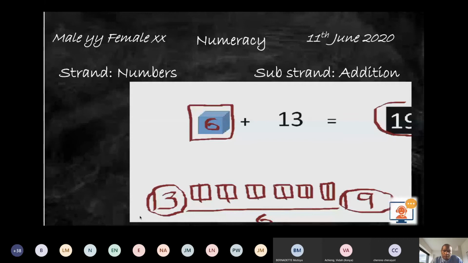Let's check if our answer is correct. If we say 6 plus 13, so we have 1, 2, 3, 4, 5, 6, plus 1, 2, 3, 4, 5, 6, 7, 8, 9, 10, 11, 12, 13. If we count them together, it will be 1, 2, 3, 4, 5, 6, 7, 8, 9, 10, 11, 12, 13, 14, 15, 16, 17, 18, 19, which means our answer is correct.